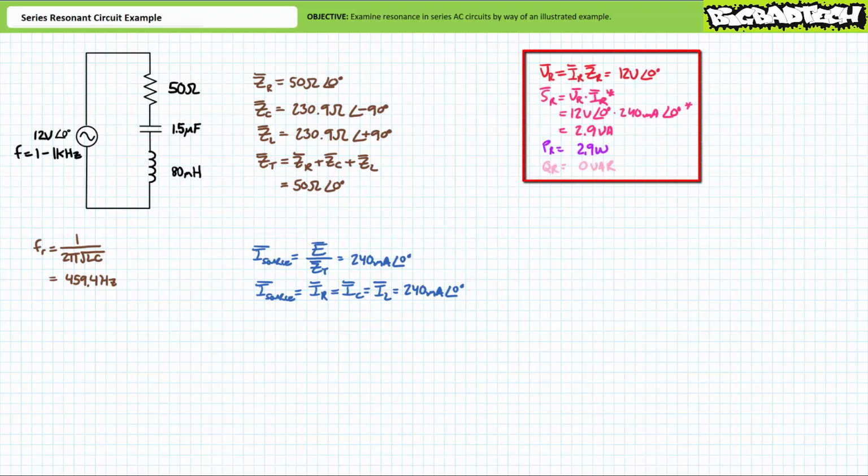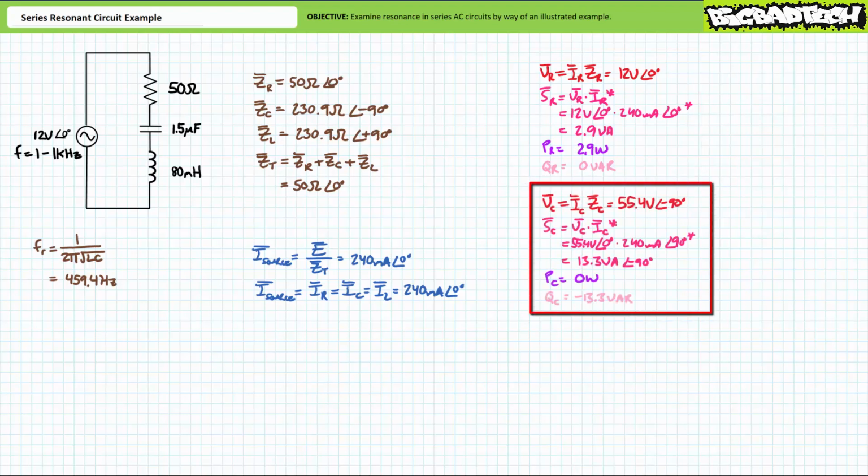An application of Ohm's law demonstrates voltage across the resistor will be equal to the current through it times the resistive impedance. Substituting our given values yields VR to be 12 volts at an angle of 0 degrees. At conditions of resonance, all of supply voltage appears to be dropped across the resistor. Application of the AC power formula demonstrates the resistor will experience 2.9 volt amperes of apparent power, all of which will be directed towards 2.9 watts of real power, and none of it towards a reactive interchange. The resonant condition represents a condition of peak real power delivery.